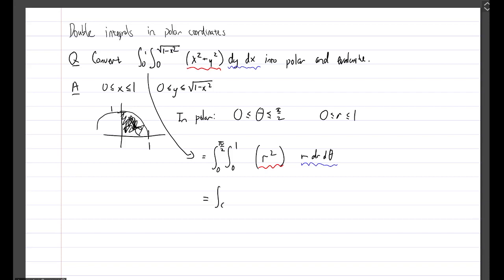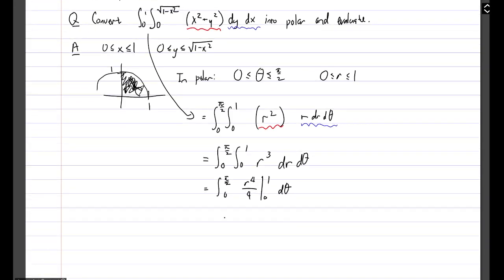And then let's now evaluate the integral. 0 to pi over 2, integral 0 to 1, r squared times r becomes r cubed. So we're just doing an algebra step first. And then integral 0 to pi over 2, r to the fourth over 4, evaluated at 0 and at 1. When you plug in 0, we're not going to get a value. So we'll have the integral from 0 to pi over 2 of 1/4 d theta. And so that'll be 1/4 times theta evaluated at 0 and at pi over 2. So that's going to be 1/4 times pi over 2 minus 1/4 times 0.